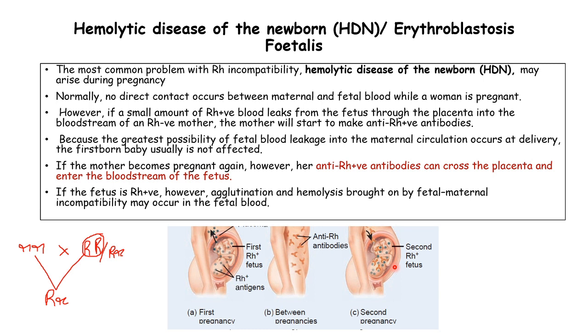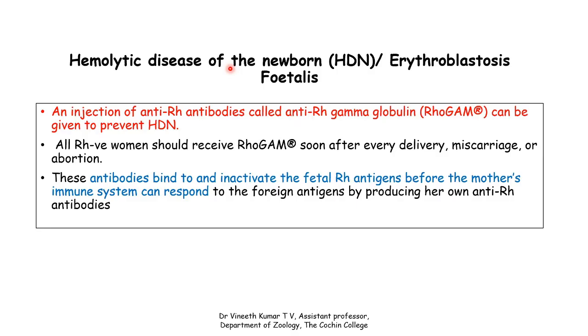As a result, if the second baby is Rh negative, the antibodies which are formed will not cause any problem. But if it is a homozygous condition, or the heterozygous condition itself, if the second fetus happens to be Rh positive and the Rh blood grouping is not monitored, this will surely result in this particular condition, which is called hemolytic disease of the newborn or erythroblastosis fetalis. So how can you prevent this?